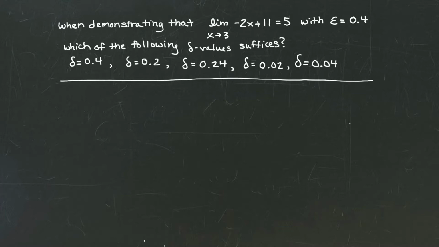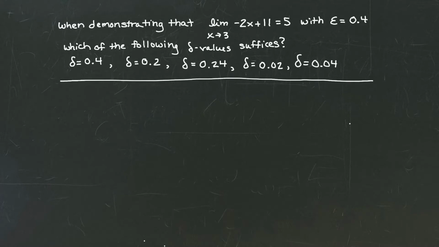When demonstrating that the limit as x goes to 3 of the function negative 2x plus 11 is 5, with epsilon equal to 0.4, which of the following delta values suffices? Delta equals 0.4, delta equals 0.2, delta equals 0.24, delta equals 0.02, or delta equals 0.04. There may be more than one choice, and we'll select all the deltas that apply.